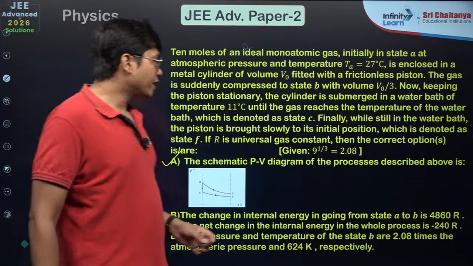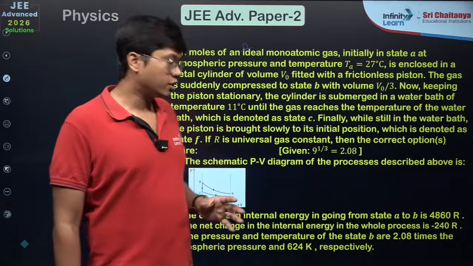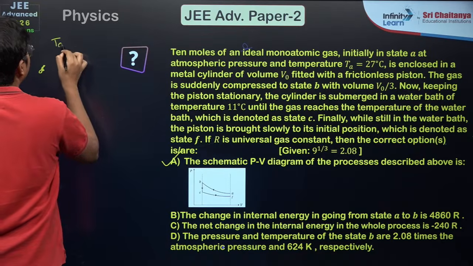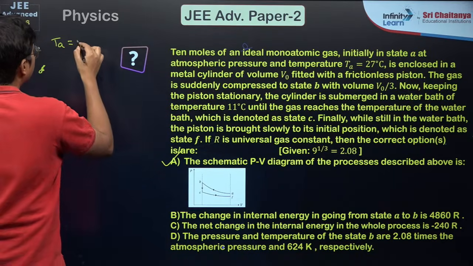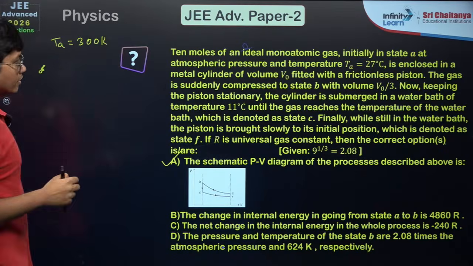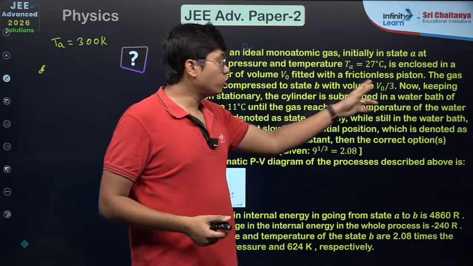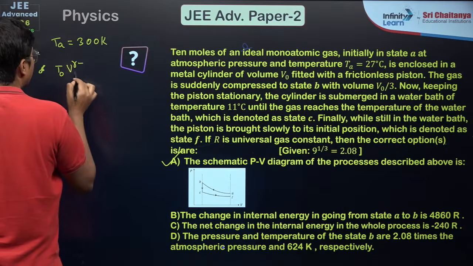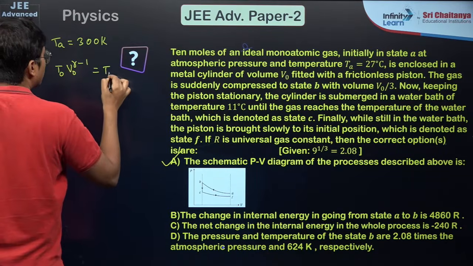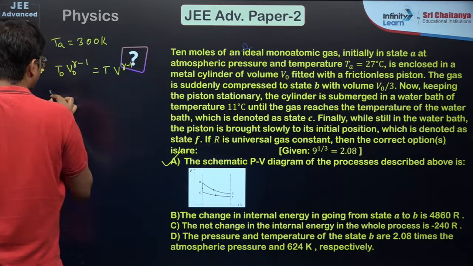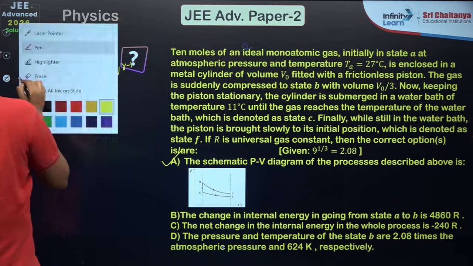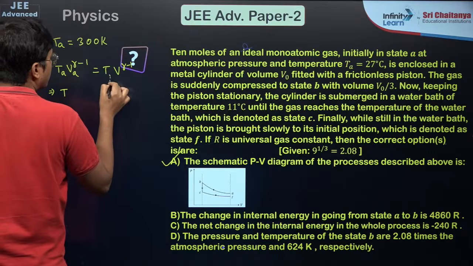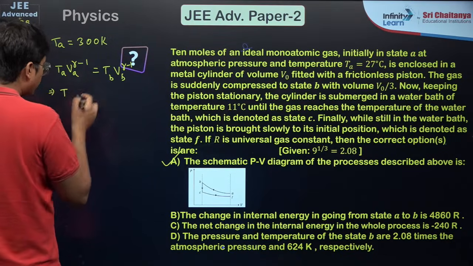Next thing, the change in the internal energy in going from state A to B is how much? So from state A to state B, what is the temperature at A? 27 degrees Celsius, which is basically 300 Kelvin. The volume changes from V0 to V0 by 3. So adiabatic process, I know T V to the power gamma minus 1 is a constant. So T0, V0 to the power gamma minus 1 is equal to T V to the power gamma minus 1. So the temperature, in fact I should say TA and TB. So TB is what we are looking for.